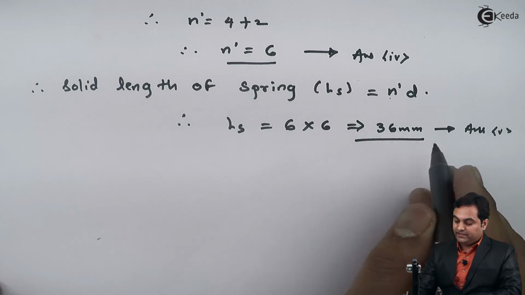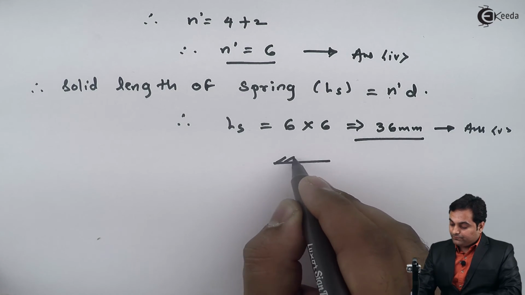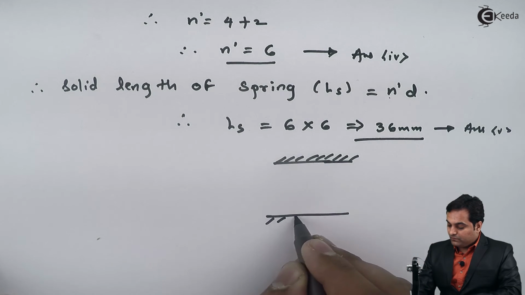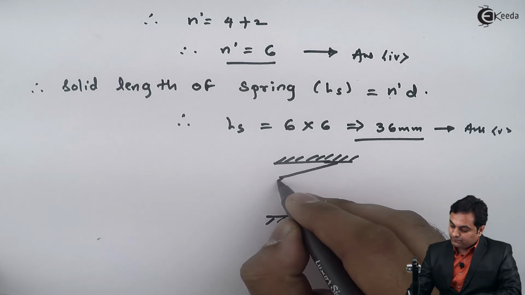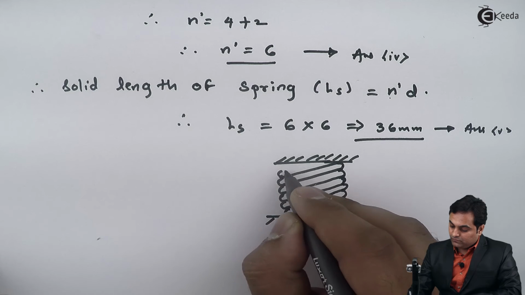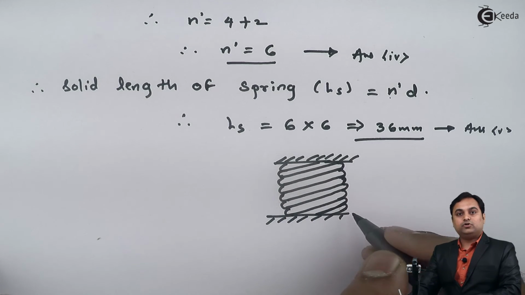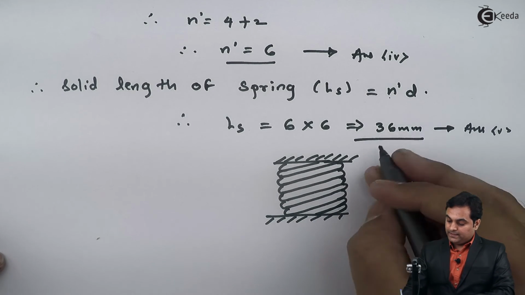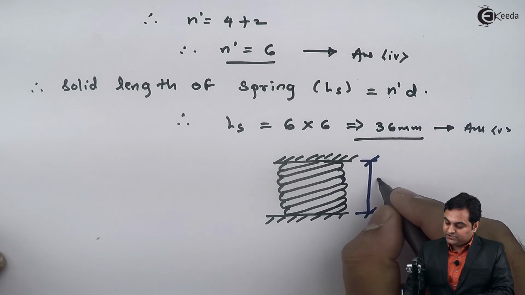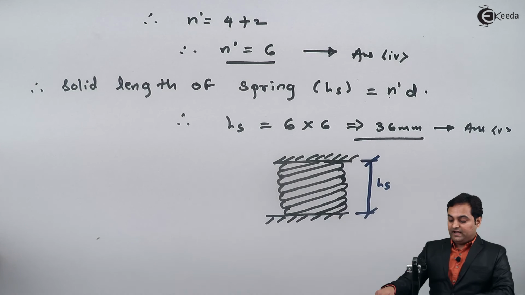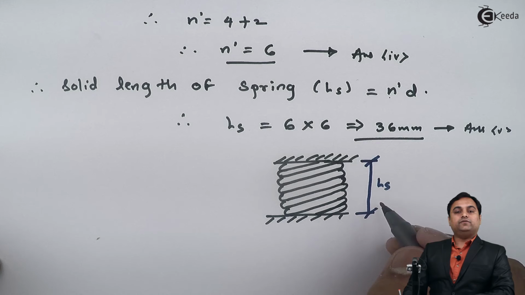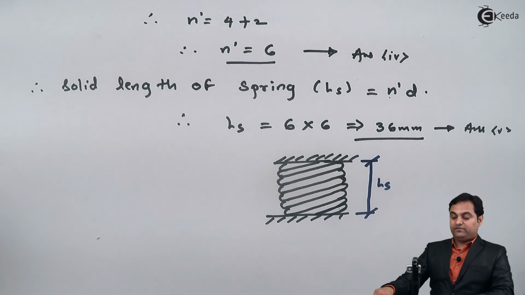Now what is solid length? It can be explained with a diagram. Suppose we have a spring which is supported at two ends. So here this is the solid length. It indicates the length of spring when the spring is compressed in such a way that each of its wire diameters are in contact and there is no gap in between the spring. That is the length of the spring in the closed condition.